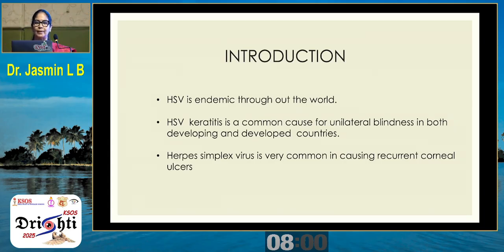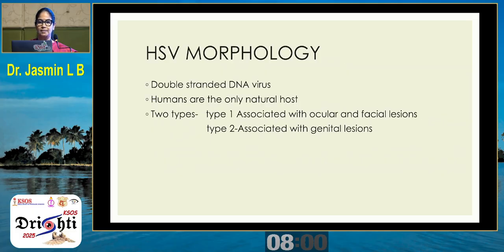We all know HSV is endemic throughout the world, and it is a common cause of unilateral blindness in both developing and developed countries, and is very common in causing recurrent corneal ulcers. About the virus, it is a double-stranded DNA virus, and humans are the only natural host.